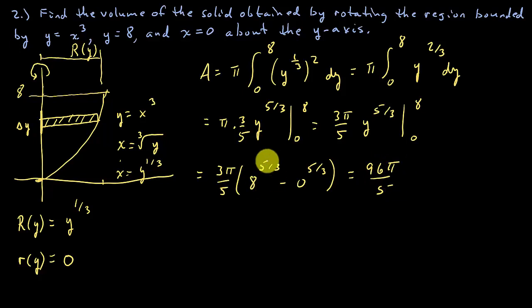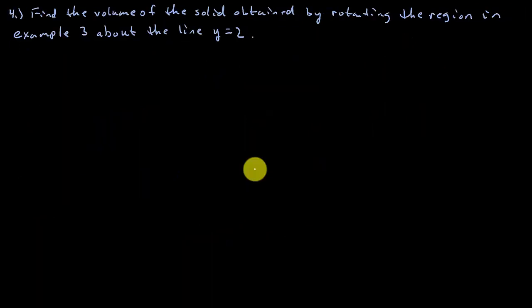And I'll show you real quick how to refresh your memory on how to do this. 8 to the 5/3 is the same thing as the cube root of 8 raised to the 5th. So the cube root of 8 is 2. That's raised to the 5th, and that gives me 32. Okay, so let's take the next problem.